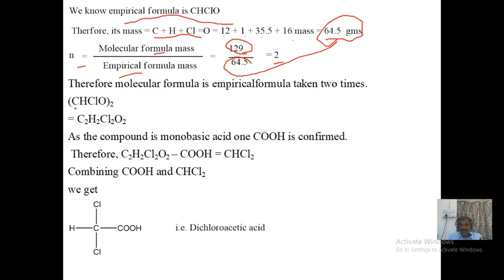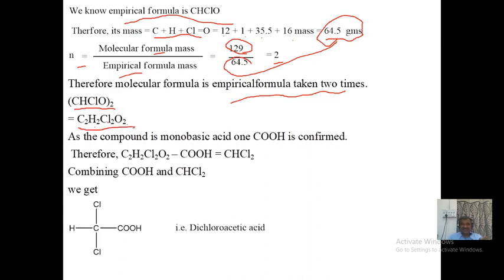Therefore what is the molecular formula? N times the empirical formula. Therefore the molecular formula is the empirical formula taken 2 times. So the empirical formula CHClO twice. If I open this bracket, carbon 2, hydrogen 2, chlorine 2, oxygen 2, friend. Actually your job is over here, friend. This is the molecular formula.